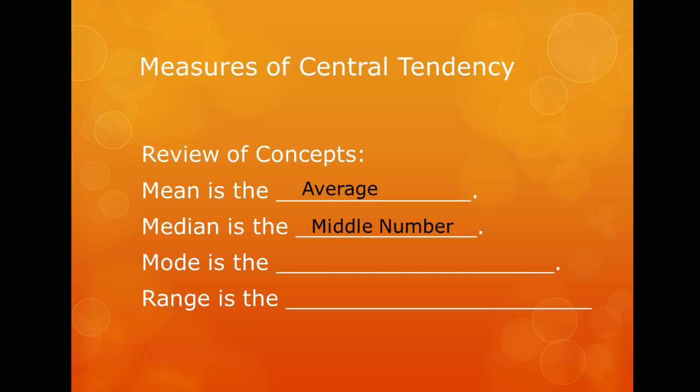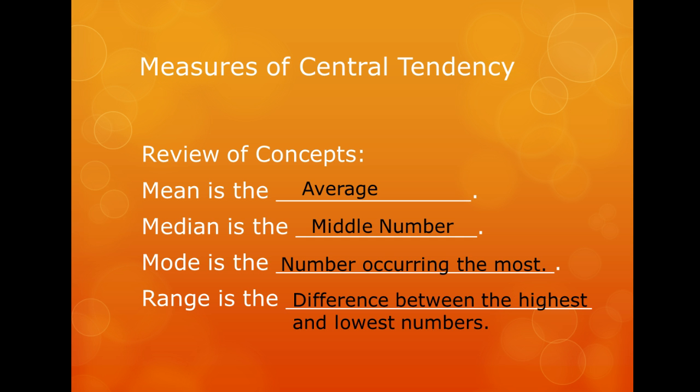Mode is the number that occurs the most. And you won't always have a mode. Sometimes you can have 2 modes as well. It would be considered bimodal. And range is the difference between the highest and lowest numbers. So highest number minus lowest number.